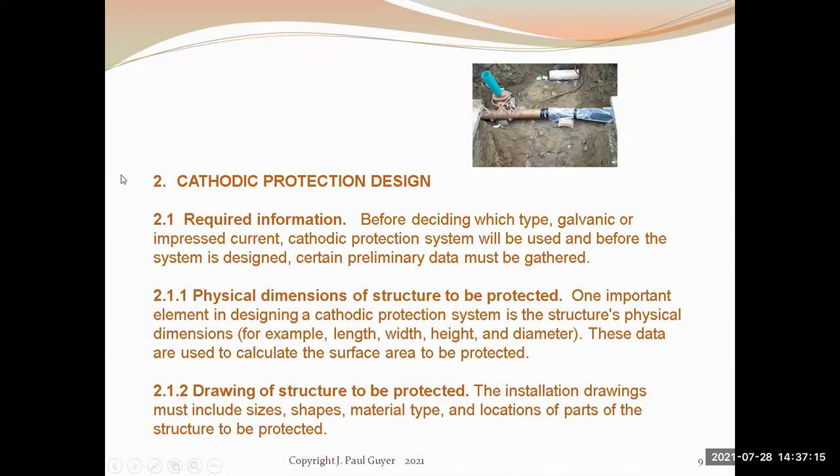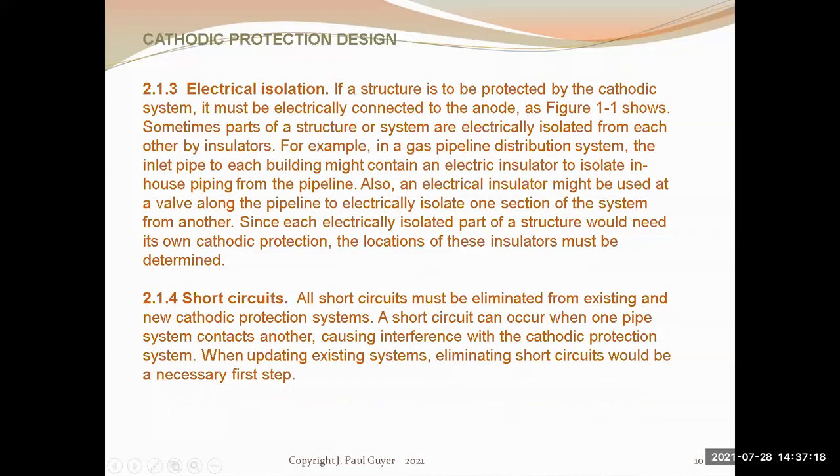So to design the system, you need to have certain information available. One of the key points is you have to have complete shop drawings, or contract drawings, that give you the information you need to calculate the total surface area of the protected structure, because the total surface area of the protected structure is what determines the design capacity that you design into your cathodic protection system.